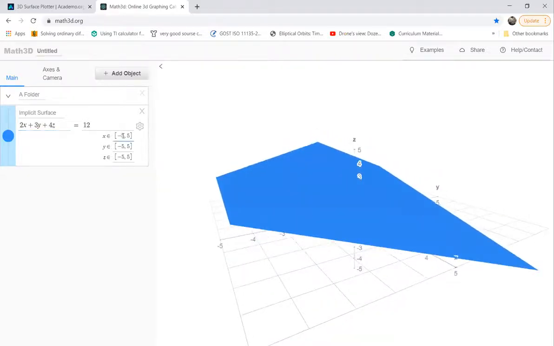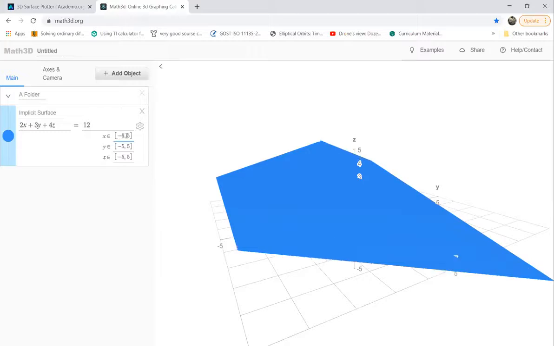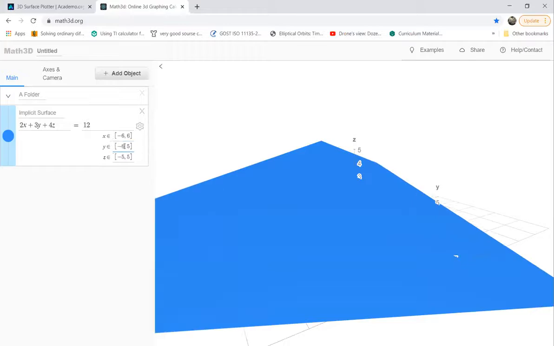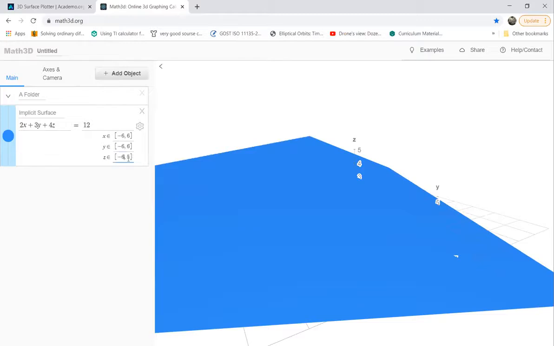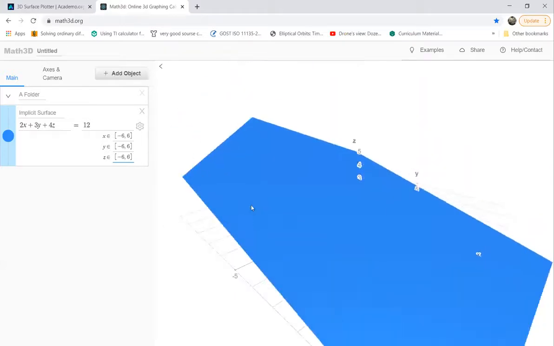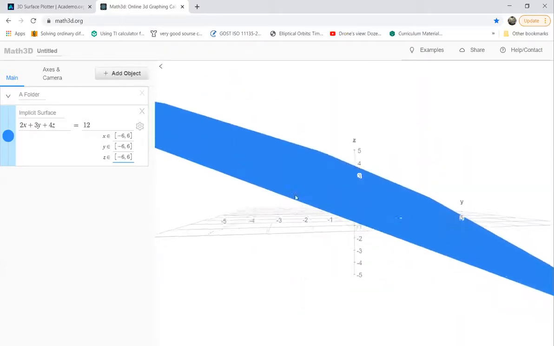If we change the limits of x, y, and z, we can see the expansion of this plane in space. Again, for simplicity, we try to restrict these boundaries to understand the behavior of the plane. But in general, your plane in space continues on all sides.